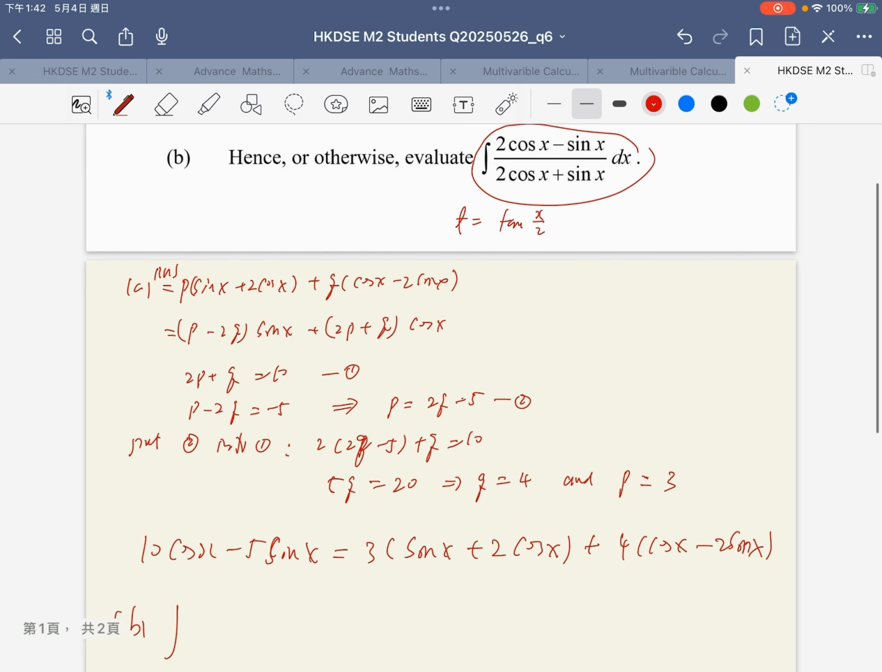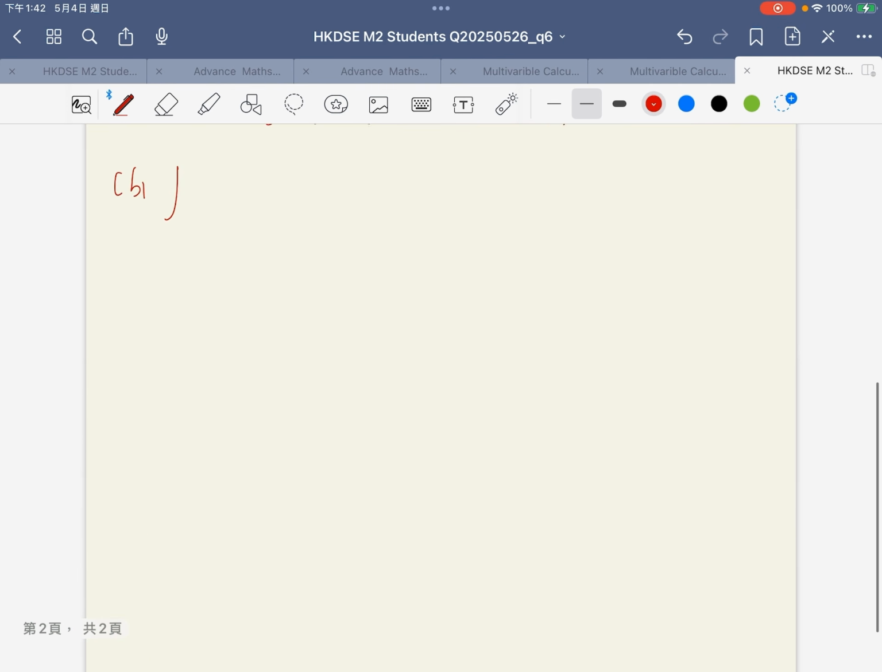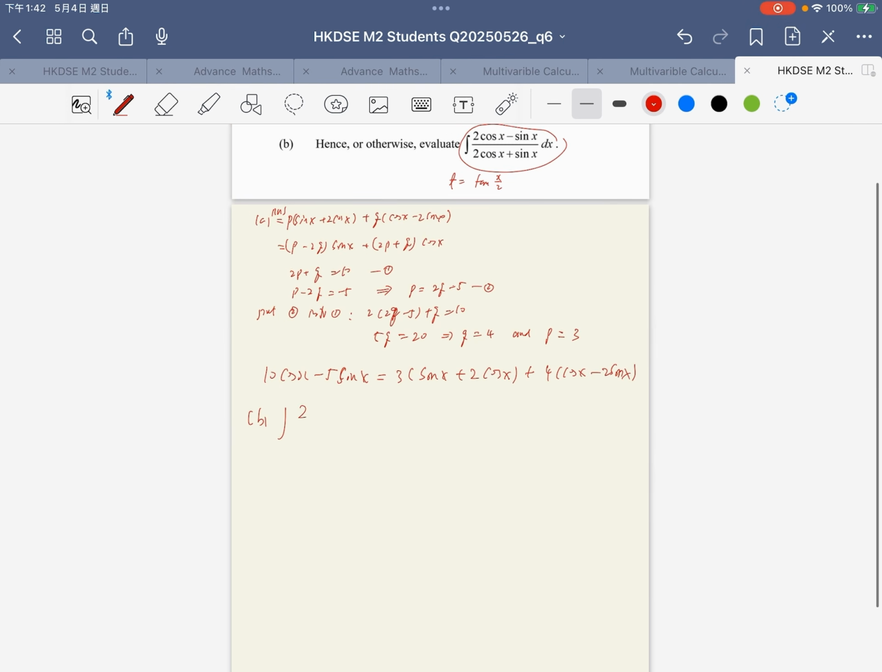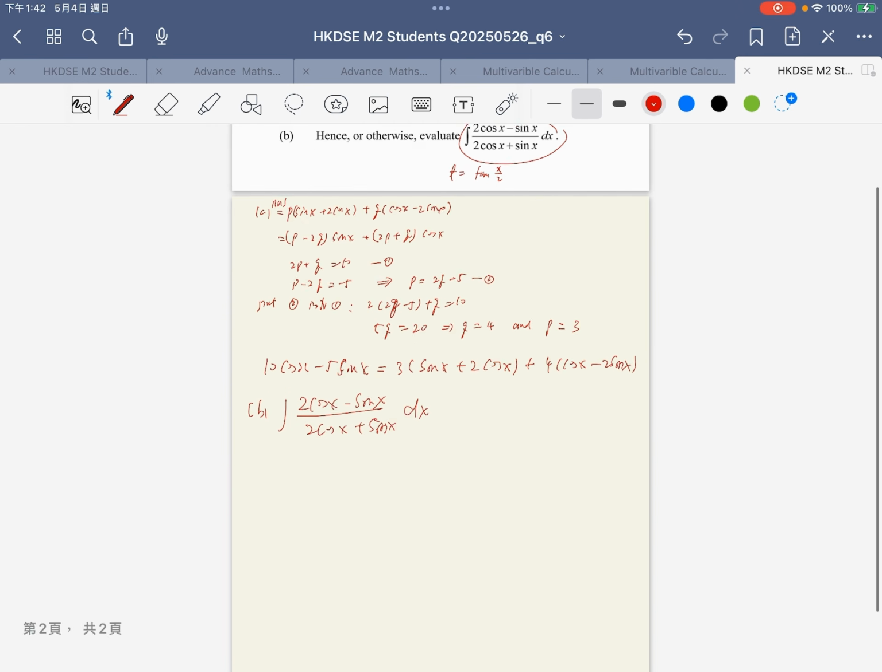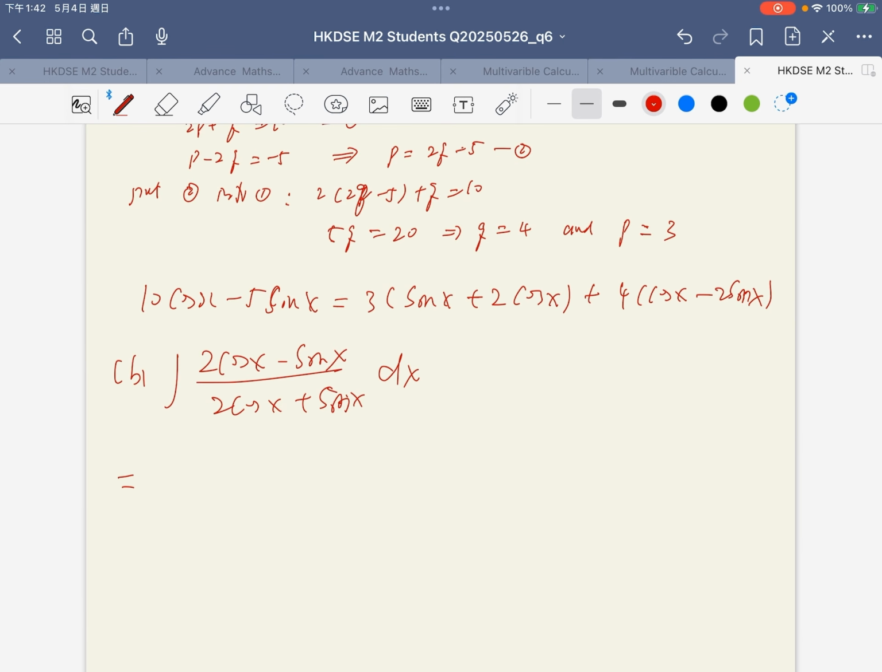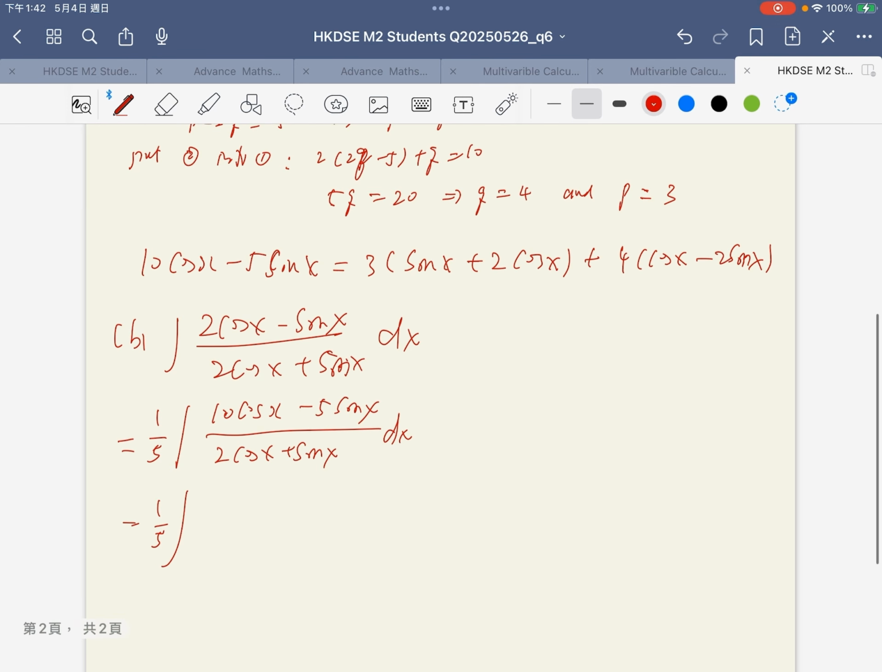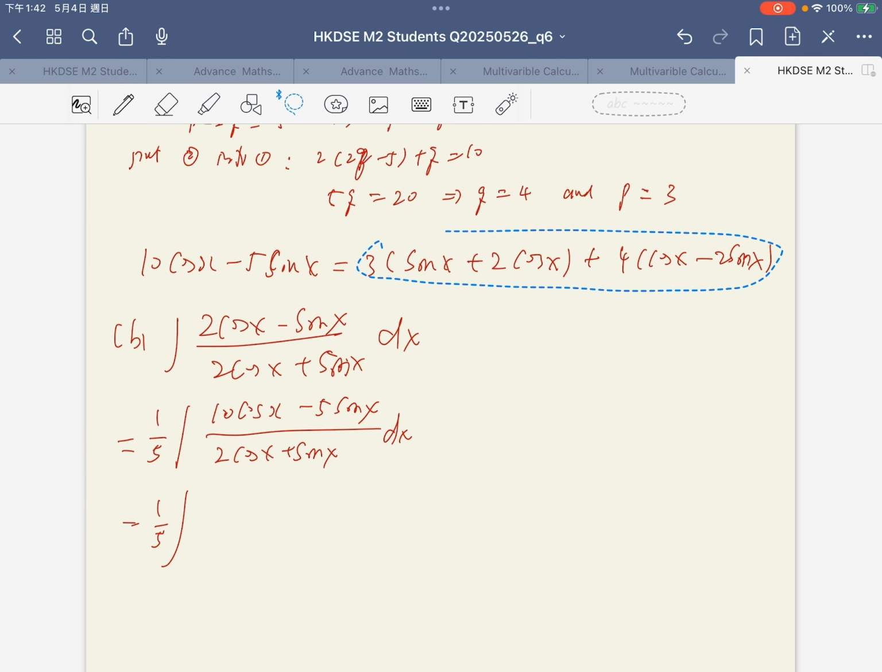For part B, in evaluating the integral, 2 cosine x minus sine x over 2 cosine x plus sine x. One of the main steps, I create the 10. 10 means 1 over 5 times 10 cosine x minus 5 sine x over 2 cosine x plus sine x. This can be decomposed into 2 parts. One part is this one.